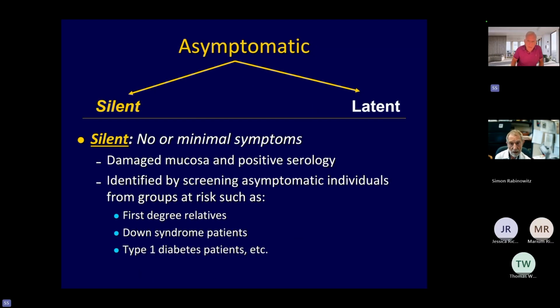So here are the asymptomatic patients, and they're the silent celiacs and the latent celiacs. They have no or minimal symptoms. They have a damaged mucosa in the silent case and a positive serology. They're identified generally by screening asymptomatic individuals from high-risk groups: first-degree relatives, patients with trisomy 21 who are particularly susceptible to celiac, and patients with associated autoimmune disorders such as diabetes. And we'll say more about diabetes and celiac disease a bit later.